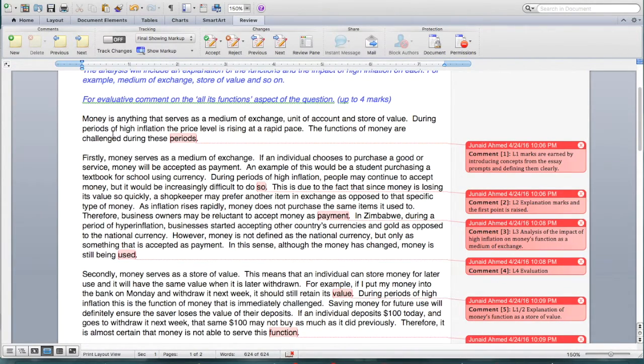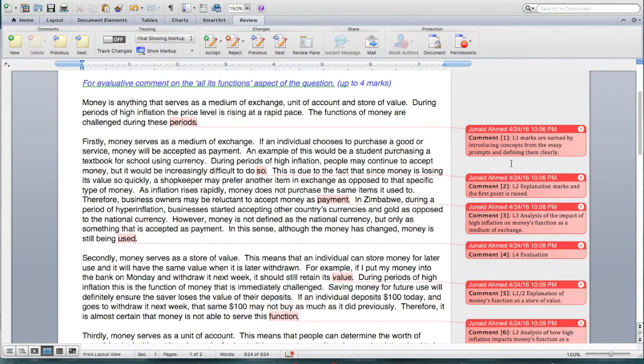Money is anything that serves as a medium of exchange, unit of account, and store of value. During periods of high inflation, the price level is rising at a rapid pace. The functions of money are challenged during these periods. All right, I made a comment here, and these comments are already done. So I'm going to read them for you and go back and forth between the essay and comments.